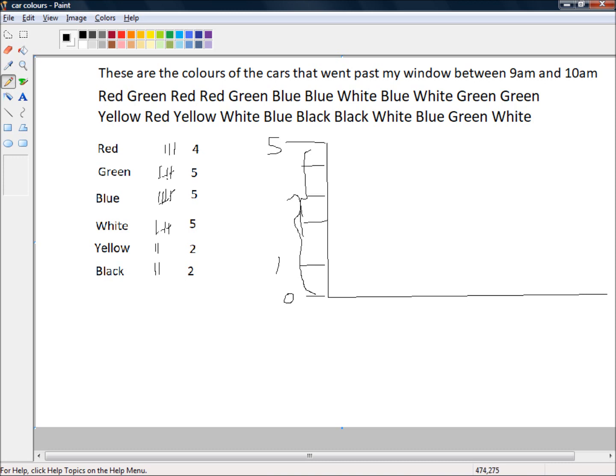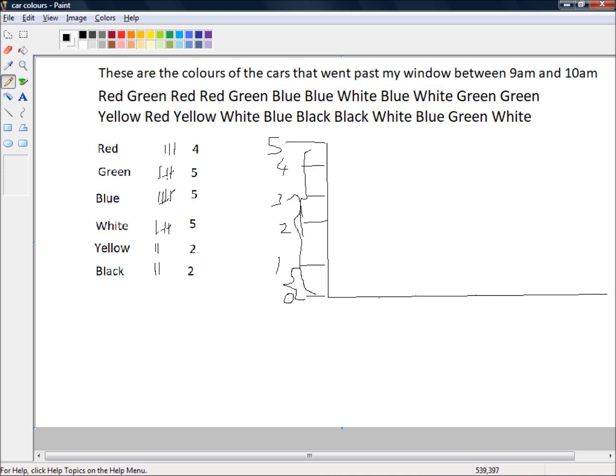1, 2, 3, 4. 1, 2, 3, 4. So I've got 1, 2, 3, 4, 5, 6 increments. So I'll take the distance that I've got and divide it by 6, and that should give me the space here between the increments, and then I can mark them off by measuring them with a ruler.